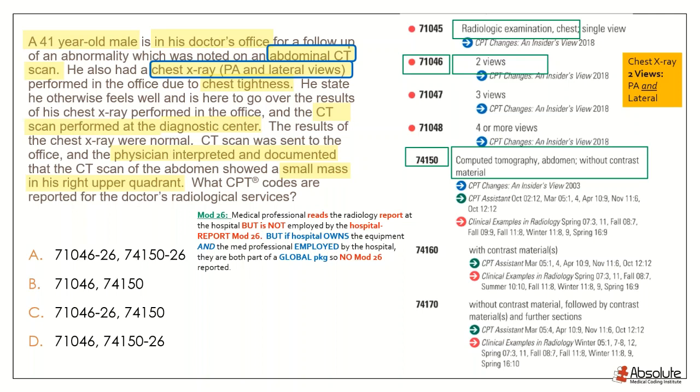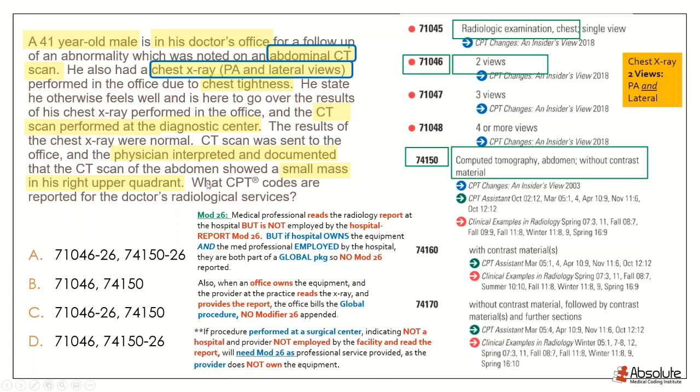For modifier 26, if a medical professional reads the radiologic report at the hospital but is not employed by the hospital, we would use modifier 26. But if the hospital owns the equipment and the medical professional is employed by the hospital, they're both part of the global package. So no modifier 26 would be reported. Okay. But also, when an office owns the equipment and the provider at the practice reads the x-ray and provides the report, the office bills the global procedure, so no modifier 26 would be used.